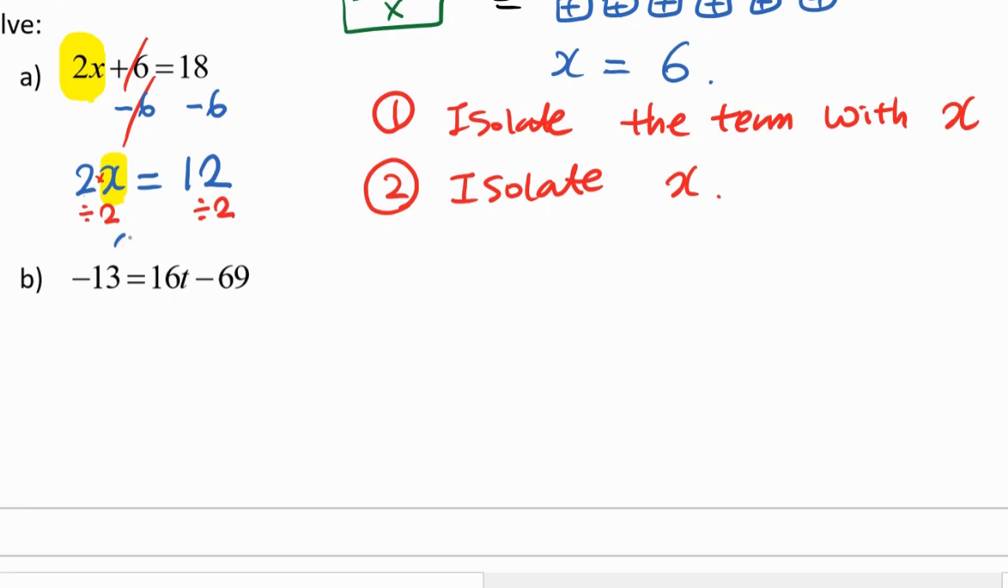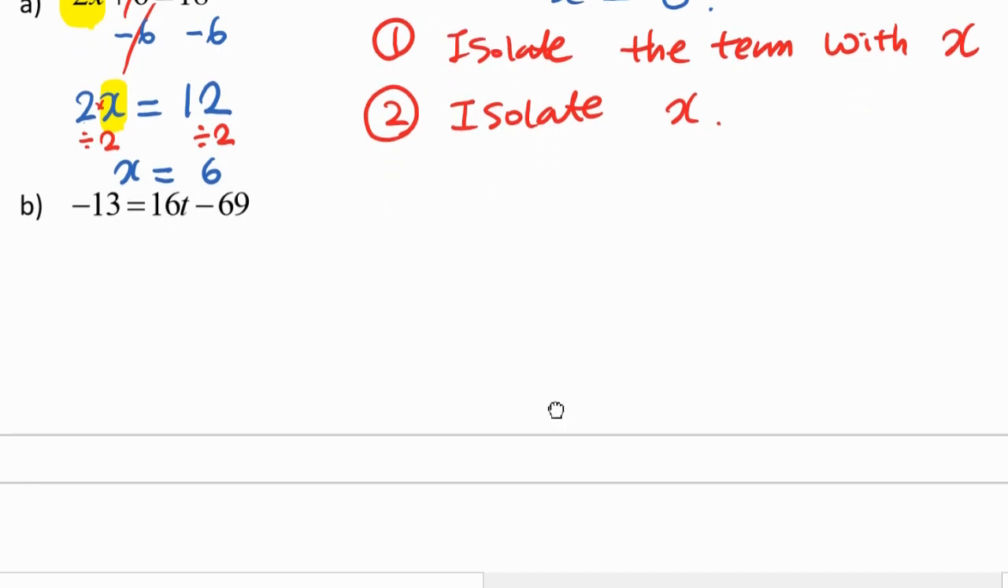Okay, then x will be finally isolated. 12 divided by 2 will be 6. So the answer is 6. So remember those 2 steps. Isolate the term with x and isolate x. Let's move to letter B.